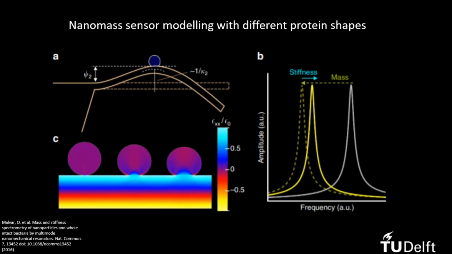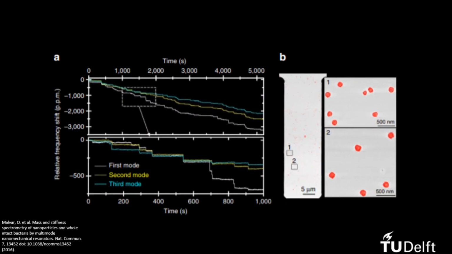Now, this combined with the fact that the shape of the protein is unknown for the most part, it introduces a degree of uncertainty in your measurement. I would like to simulate that to get an idea of what is actually happening on that level and how much this variance in different shapes can influence the response of the system.